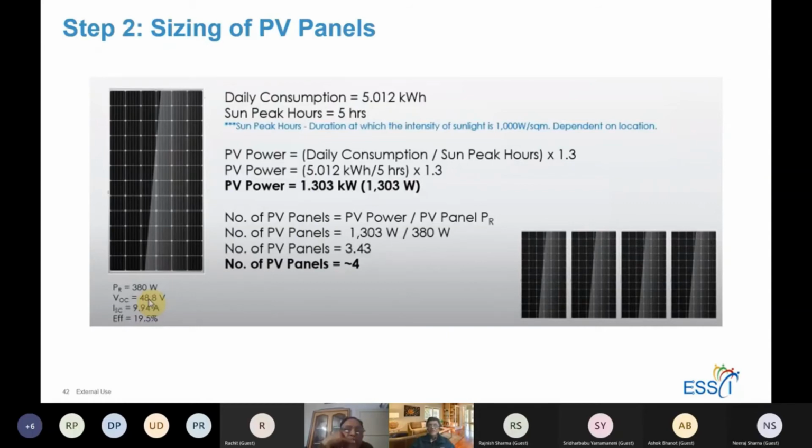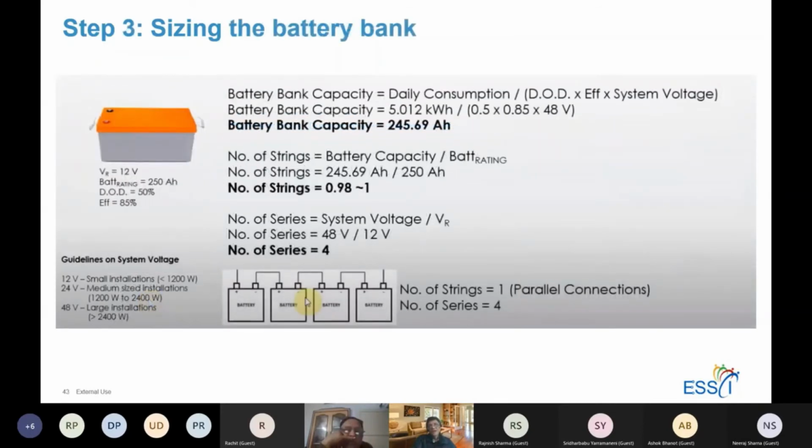And you go by the same logic as before, and you find that you need 4 panels, and that you can actually connect these 4 panels in a string, and that you are looking at the sizing of the battery bank. Okay, so the battery bank, now this is something that you need to take a look at. The battery bank is determined by your daily consumption. It must meet your daily consumption, by the depth of discharge.